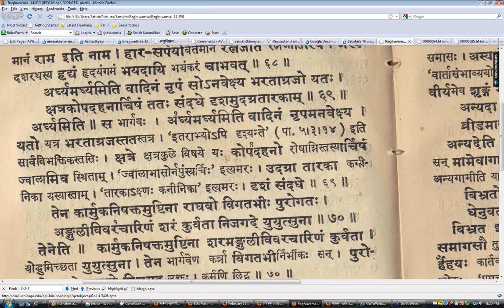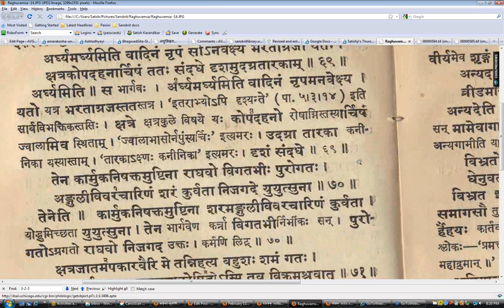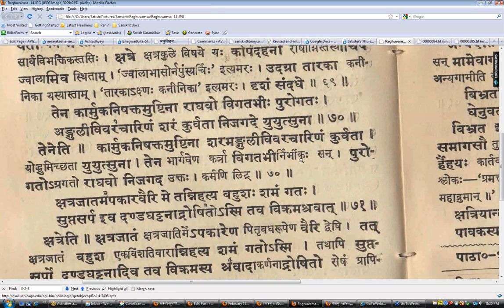Let's do the next one. This one is an easy one. Let's see how much we can do today. Tena karmuka nishakta mushtina raghavo vigatabhihi purogatah anguli vivaracharinam sharam kurvata nijagade yutsuna. One more time: Tena karmuka nishakta mushtina raghavo vigatabhihi purogatah anguli vivara charnam sharam kurvata nijagade yutsuna.